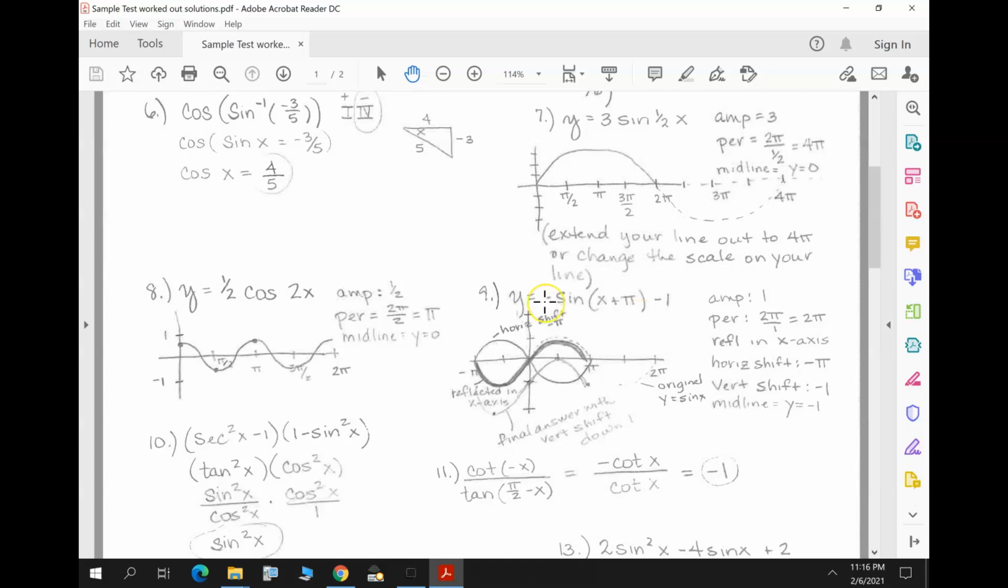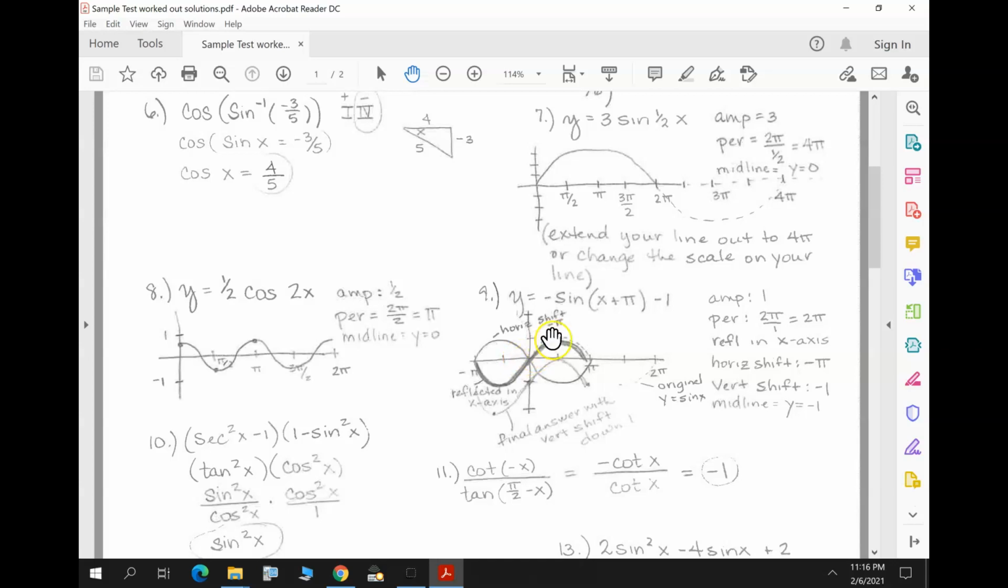And then the negative out in front of the entire function causes a reflection in the x-axis. Remember that for the order, we want to reflect before we vertically shift. So let's horizontally shift first.